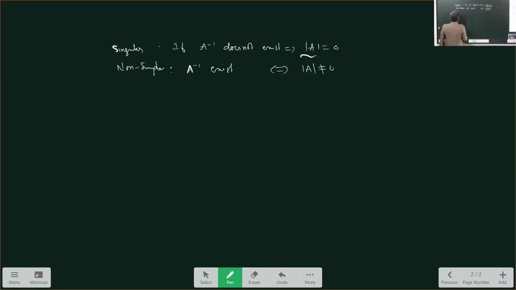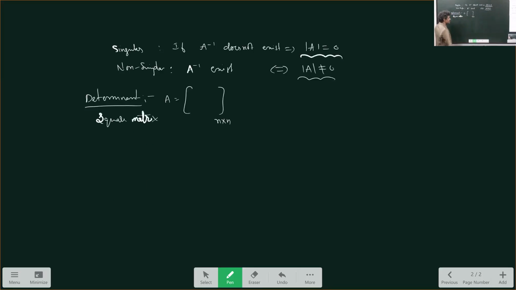Now here again, the concept of determinant is to be defined. The determinant of a matrix is nothing but, if A is a given matrix, I'm saying it is an n cross n matrix, because the determinant is always possible for a square matrix only. This is possible only for a square matrix. That is why we are mentioning it is an n cross n matrix.